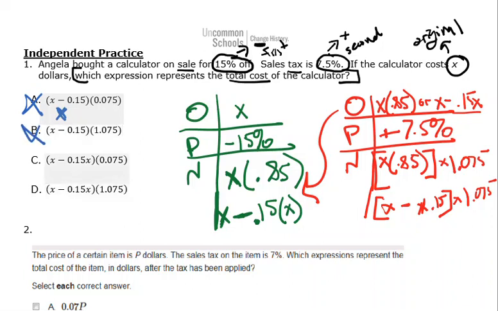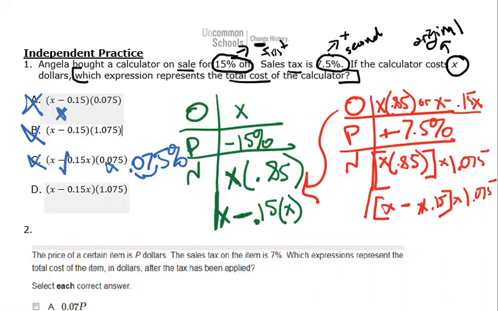Let's take a look at C. I have x minus 0.15 times x. So this is x minus 15% of x, okay? So this part checks out. But here I'm multiplying it by 0.75. And 7.5% as a decimal is 0.075. But because it's an increase, I need to have a 1 before it to make it correct. So this part is wrong. I can cross out C.